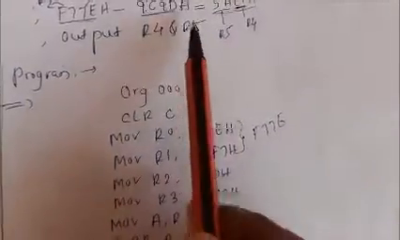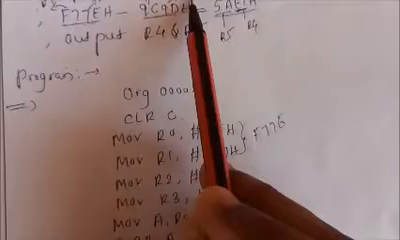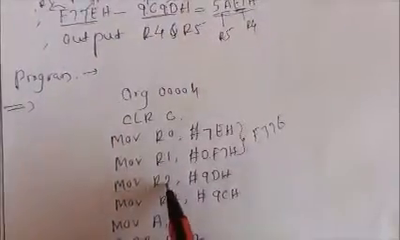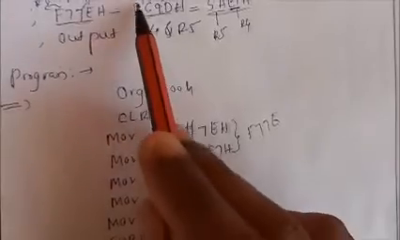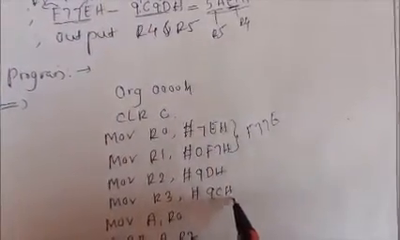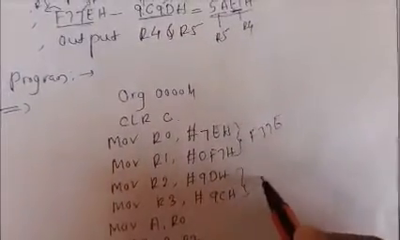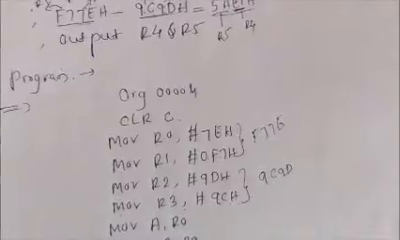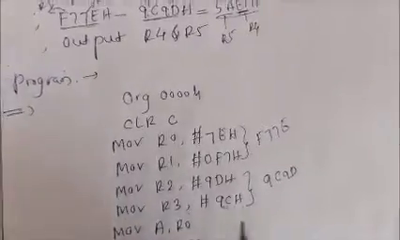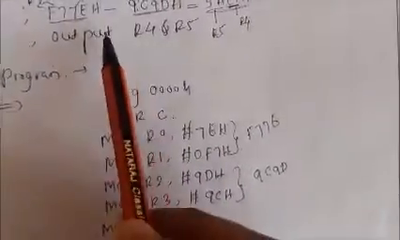So next one, here 9D I am going to load in the R2 by using MOV R2, #9DH. Similarly for 9C I am going to load in the R3, MOV R3, #9CH. That means by using these two I am going to load in the 9C and 9D. Is it clear?